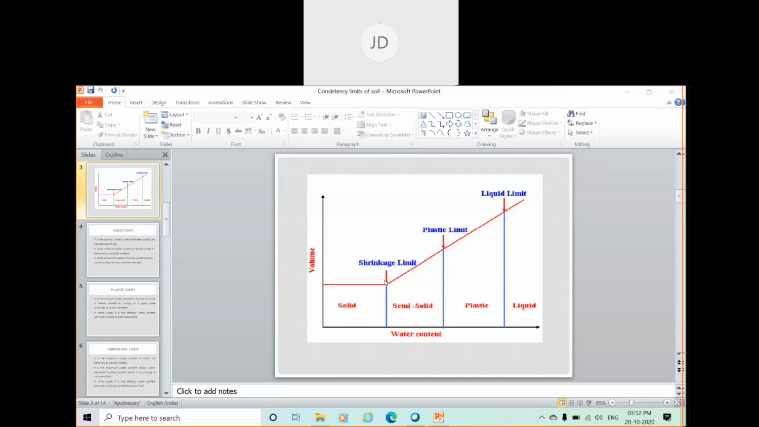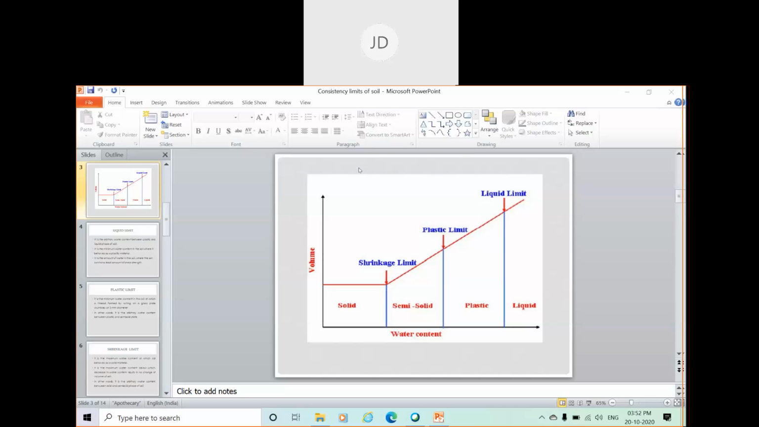After this point, if you are still decreasing the water content, the volume will remain constant. It will not decrease further. If it did decrease, it would go linearly down like this up to this point, but it is not like that. After this point, it goes horizontally along the y-axis. From this you can understand that the volume of soil mass becomes constant after this point. In an alternate way, you can also say it like that.